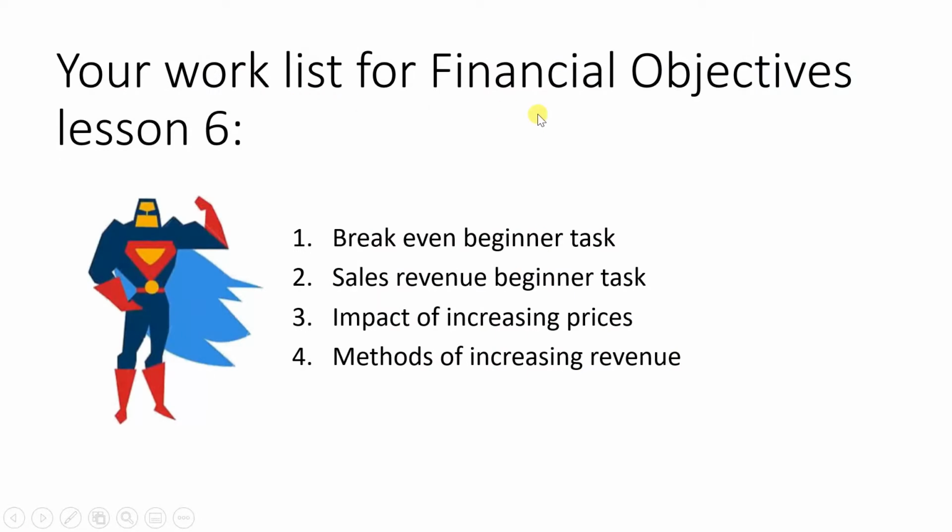There are 4 tasks for lesson 6, a break-even beginner task, a sales revenue beginner task, then the impact, which is both positive and negative on increasing prices, and the 4th task, which is a bit more involved, is a table for you to complete on the different methods of increasing revenue.